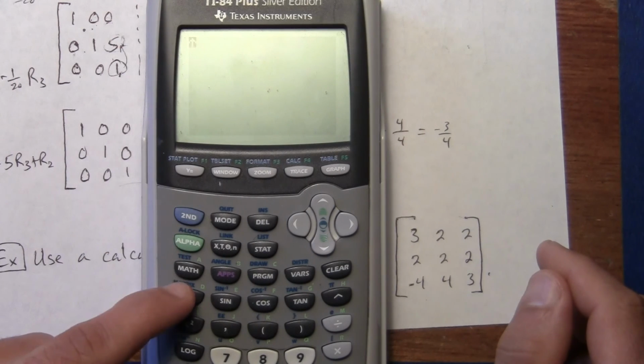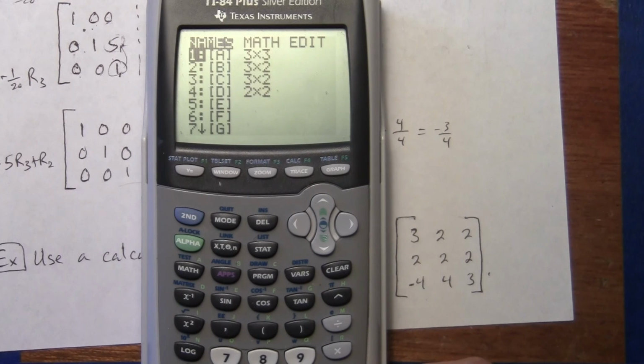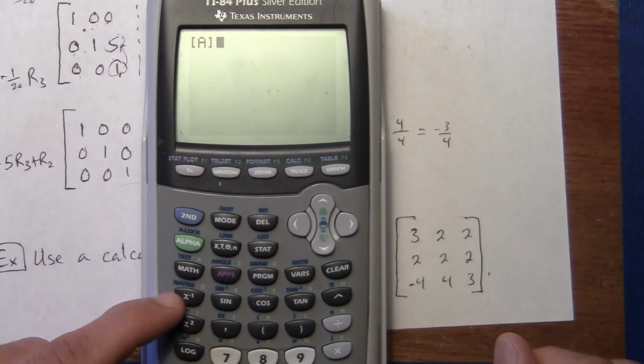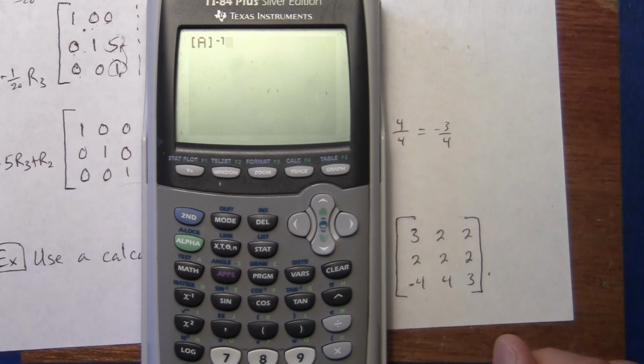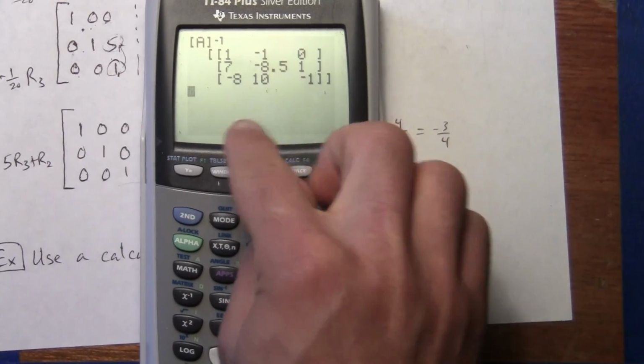Go back to that matrix category. Pick number 1 under names this time, because I don't want to edit it. It's already in there. And then this little x to the negative 1 button, if you hit that, it gives you the little inverse symbol. Go ahead and hit enter, and you can see it's going to give you your inverse. And you see that, again, we've got a pretty nice one.